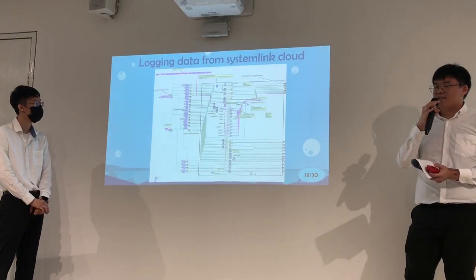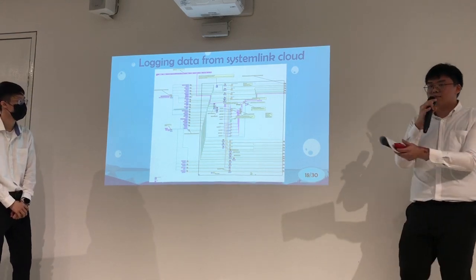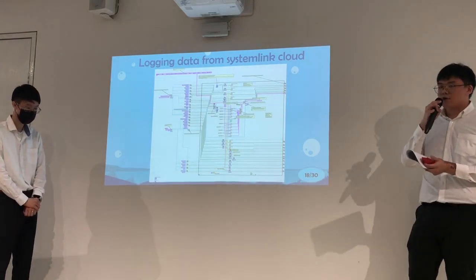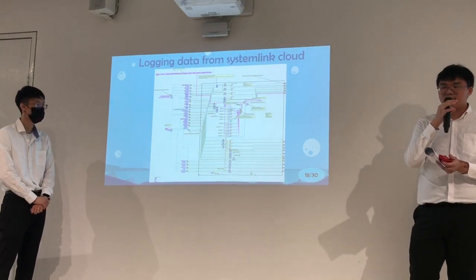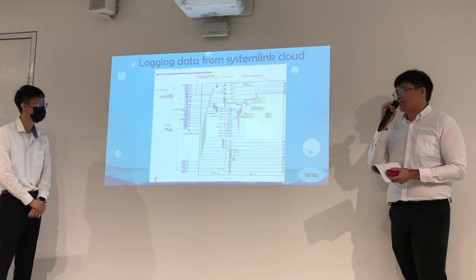Next, we have logging of data from the SystemLink Cloud. So how do we go about doing that? We have this code which will be hosted on the remote data logging machine, which will log data from our cloud-based visualization platform, SystemLink Cloud, before we take the various parameters and analyze them.